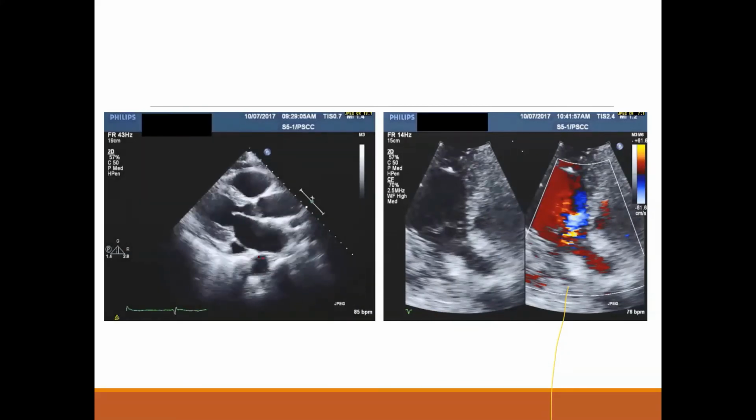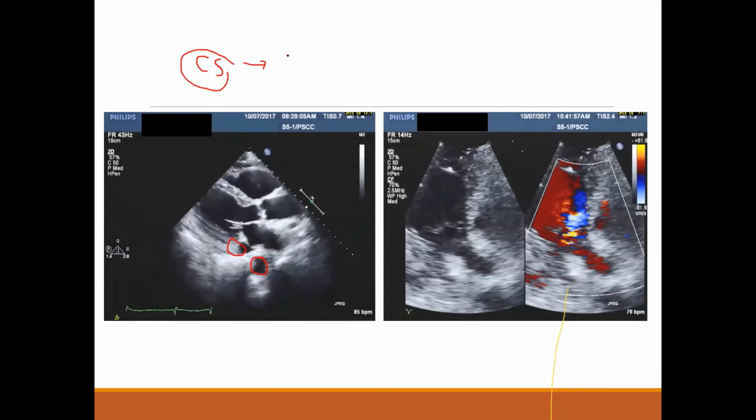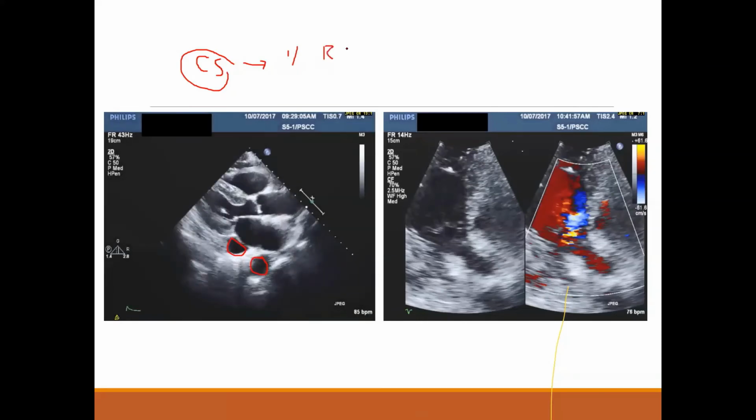Like look at this hole here, the black hole. This is the descending aorta. But what is this? Dilated coronary sinus. Yes, exactly. So this is dilated coronary sinus. Okay? Causes of dilated coronary sinus. One, heart failure. Right-sided heart failure. Two, unroofed coronary sinus.